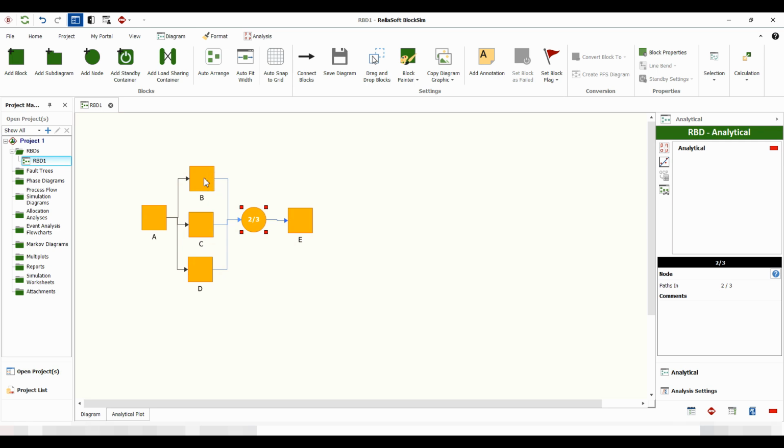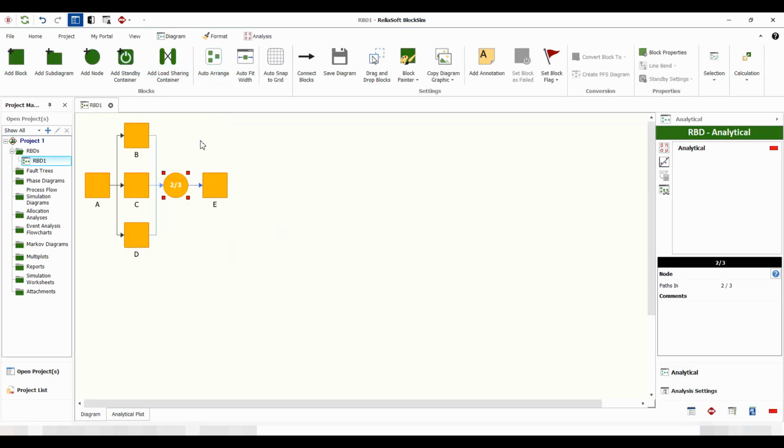So block B and C have to be active, and block D can fail, or any other combination. Say block B and D can work and block C can fail. But we need at least 2 blocks operating for our system to operate. And obviously we need block A and E as well. So we want to rearrange them. And now we're ready to analyze. So we click on calculate.